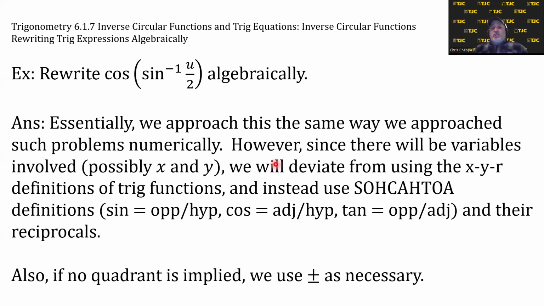Well, essentially, we approach this the same way we approach such problems numerically. However, since there will be variables involved, possibly x and y, we will deviate from using the x, y, r definitions of trig functions and instead use SOHCAHTOA definitions. Sine equals opposite over hypotenuse, cosine equals adjacent over hypotenuse, tangent equals opposite over adjacent, and of course their reciprocals. Also, if no quadrant is implied, we use plus minus as necessary. That usually stems from taking the square root of something because we're using the Pythagorean theorem.